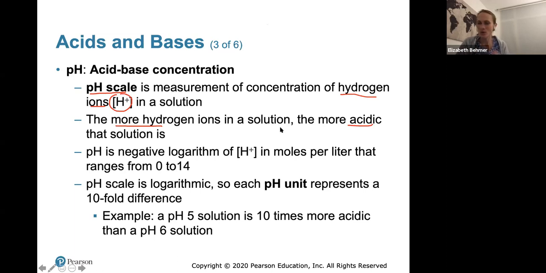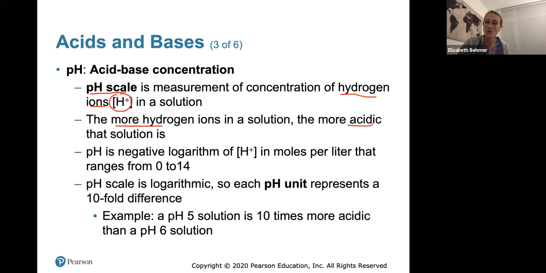You guys don't need to know this, but if you're into math, pH is a negative logarithm of hydrogen ions in moles per liter that ranges from 0 to 14. And the pH scale is logarithmic. So each pH unit represents a 10-fold difference. So for example, a pH of 5 solution is 10 times more acidic than a pH of 6 solution. So between each number, there's a 10 times difference.